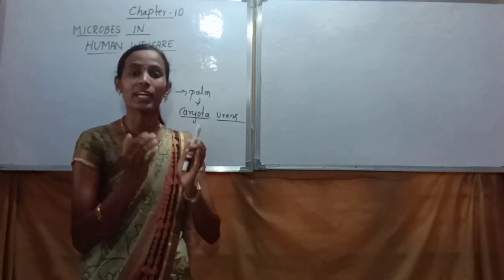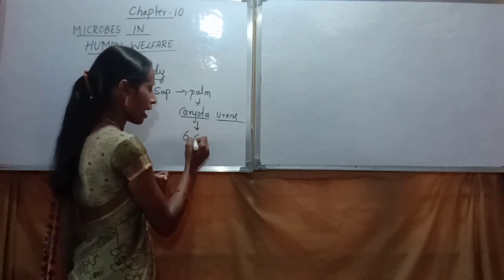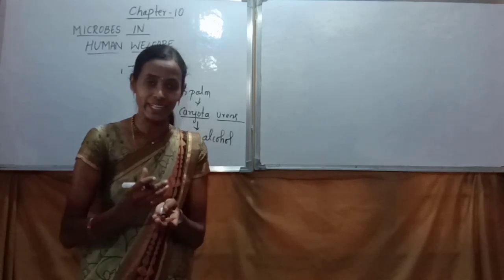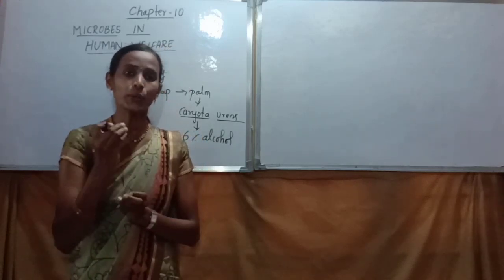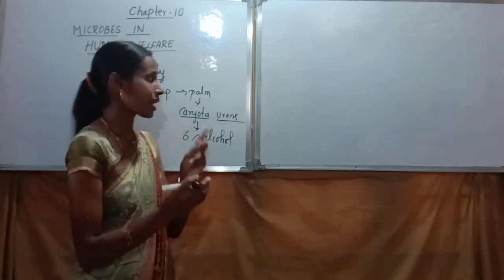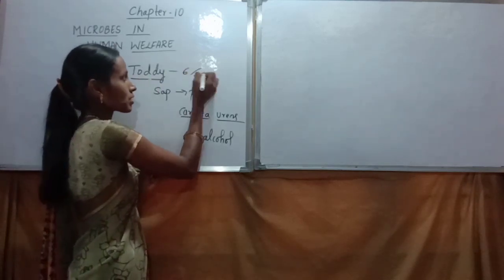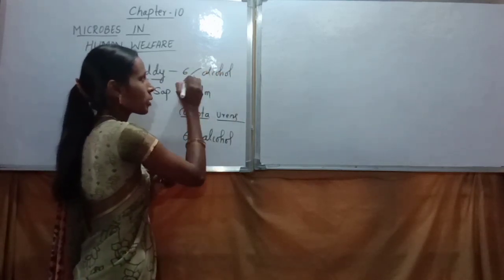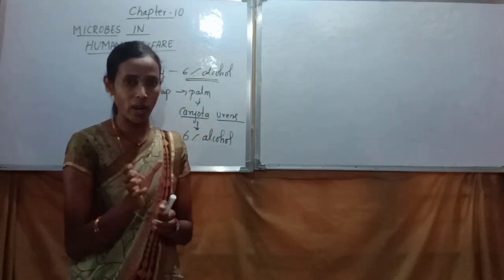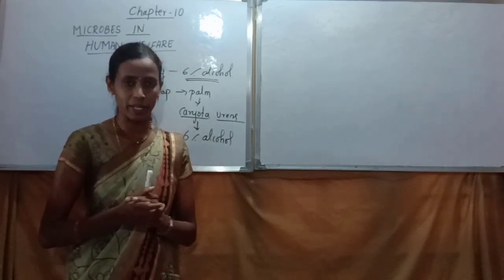During fermentation, it will form a beverage, and that beverage contains 6% alcohol. The sap you collected is allowed to ferment. During fermentation, Saccharomyces cerevisiae forms a beverage. That beverage is called toddy, and this toddy contains 6% alcohol. This alcohol percentage is very important. Toddy contains 6% alcohol, and as it contains alcoholic content, it is called a refreshing drink.